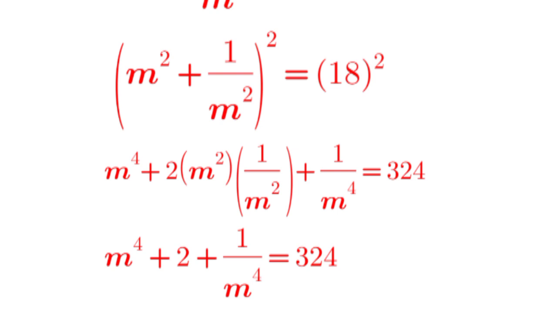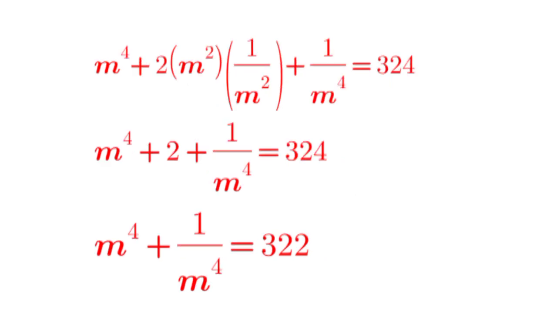Now, we're going to get rid of 2 to make our m raised to the power of 4 plus 1 all over m raised to the power of 4 the subject of the formula. So we add negative 2 to both sides of the equation. So this will give us m raised to the power of 4 plus 1 all over m raised to the power of 4 is equal to 322.